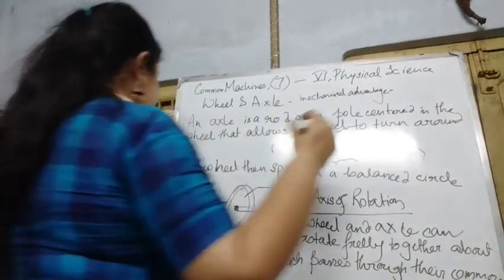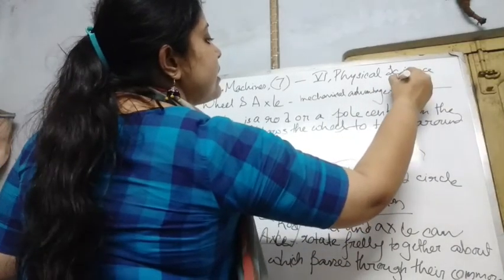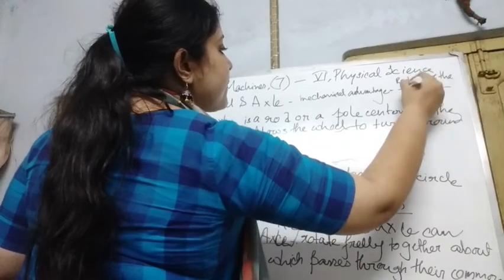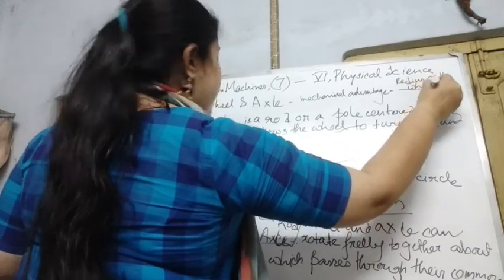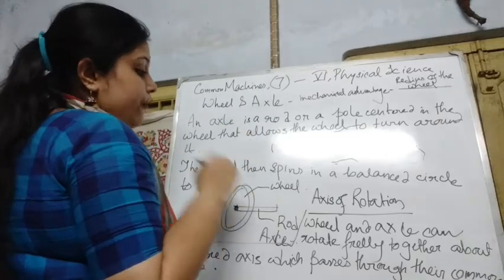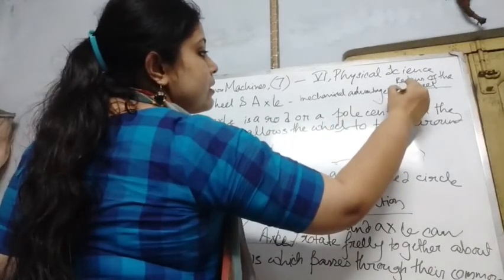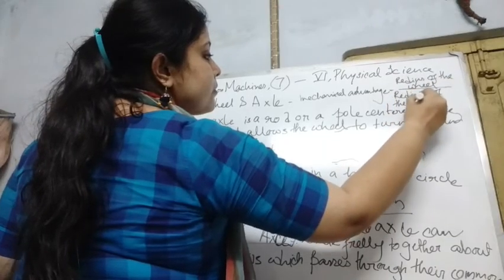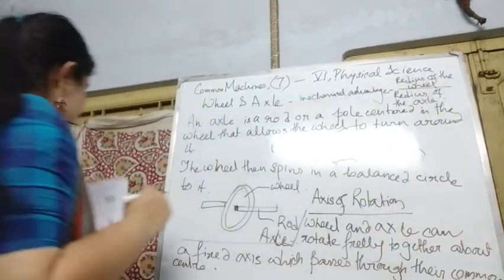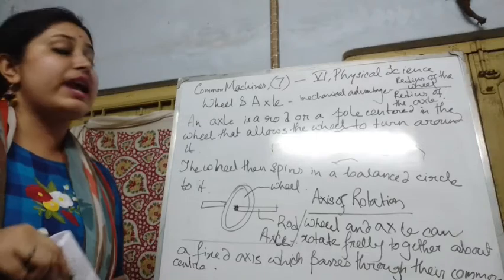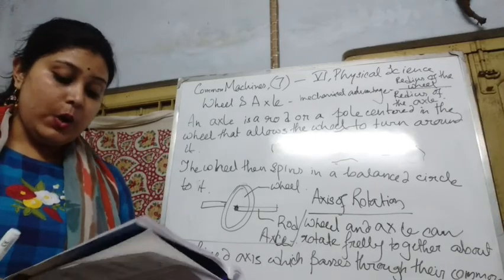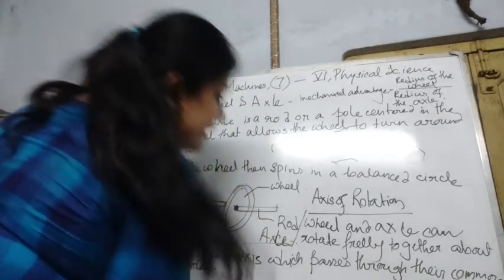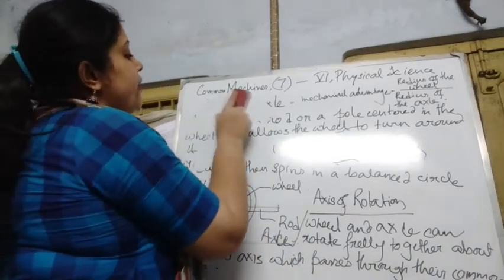is denoted by the radius of the wheel divided by the radius of the axle. Okay, so we can see many examples in our regular life. Now I will start the wedge. I will clear this part and then start the wedge.